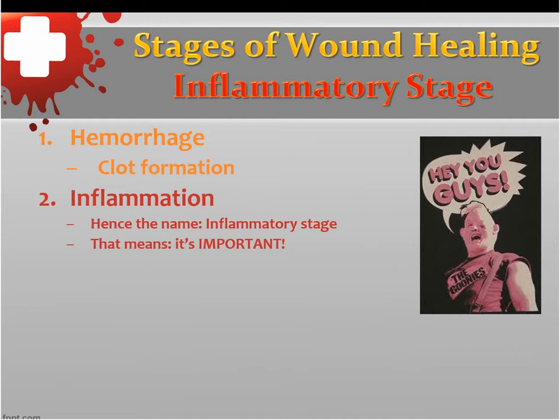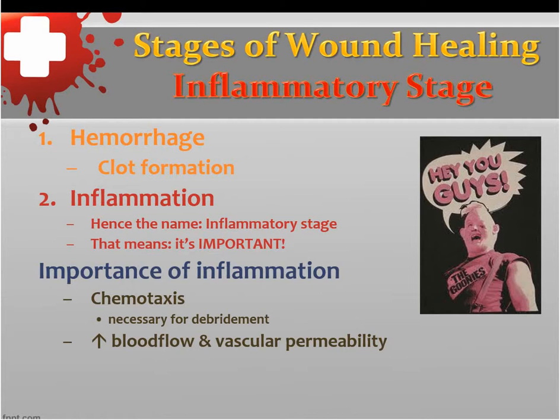Inflammation is what occurs next. This is the most important step in the inflammatory stage, hence the name of the stage, the inflammatory stage. Inflammation does 2 very important things. First is chemotaxis. Chemotaxis is a release of chemical mediators that attract white blood cells to the wound. These white blood cells will be involved in the next stage of our healing and are essential to the entire healing cycle.